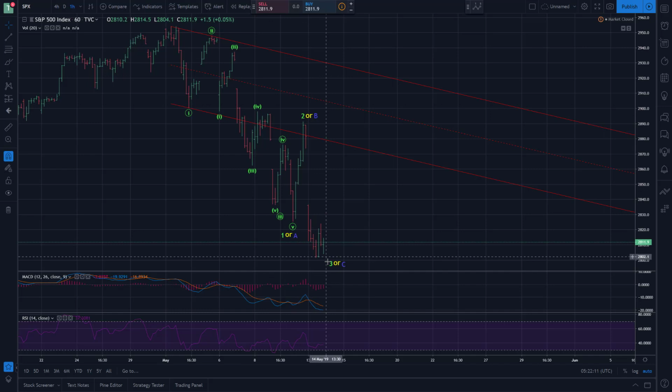And now we're possibly already in this third wave down or C wave down. Now this actually isn't my preferred count, but I just wanted to highlight it as a potential count. And if this is the correct one, then we're just falling apart here in our next leg down after just this brief, although sharp rally on Friday.